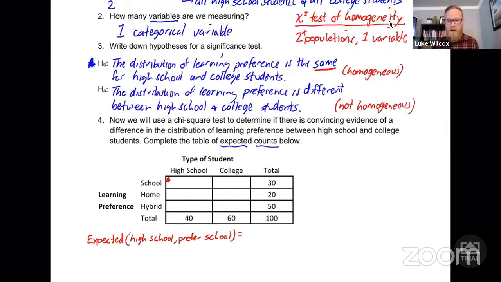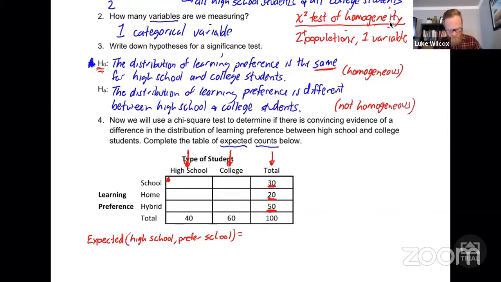Okay, let's think about how we can calculate this expected value. If we assume the null hypothesis is true, then the distribution of learning preference is the same for this group as it is for this group. Well, I know based on the totals what that distribution should look like. It should be 30%, 20%, 50%, right? Because that's out of 100. So that's very easy. 30% should be those that prefer school, 20% should prefer home, and 50% that prefer hybrid for both groups of students, right?